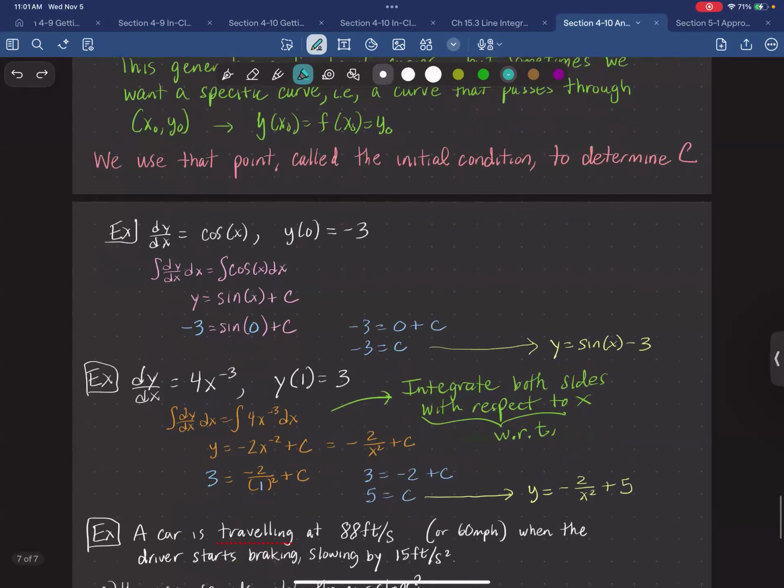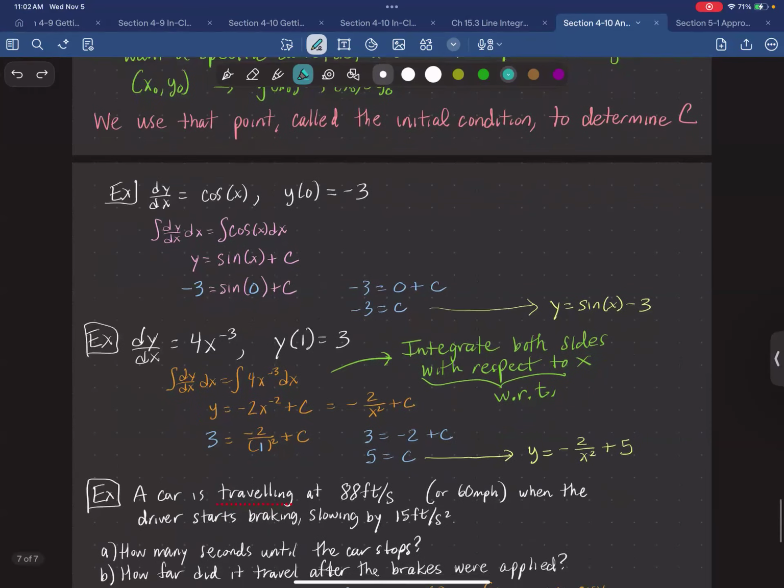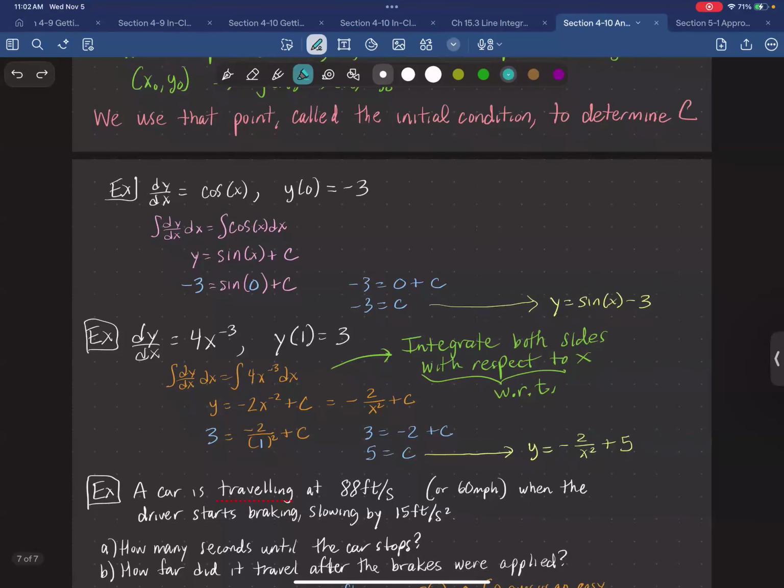All right, let's look at a harder problem. A car is traveling at 88 feet per second, which is 60 miles per hour, when the driver starts braking, slowing by 15 feet per second squared. How many seconds until the car stops? How far did it travel after the brakes were applied?